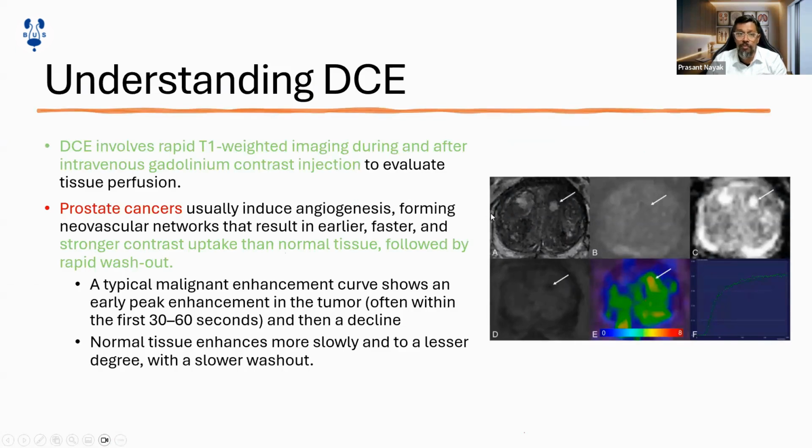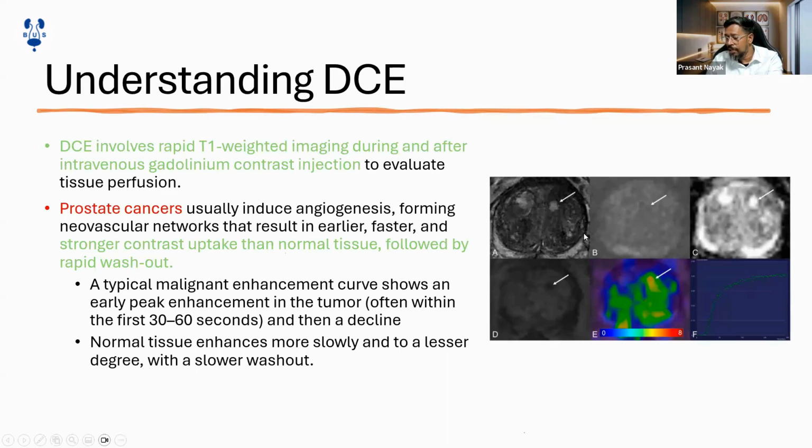Now, as I told you, the role of DCE involves a T1 weighted image. DCE is done on a T1 weighted image. So you do it during and after intravenous gadolinium contrast injection. So you give gadolinium, the small areas would show up. You can see, these tumors would have angiogenesis, so they'll have strong contrast uptake compared to the surrounding normal tissue with a rapid washout. So you can see here this area lights up and then immediately it goes down. So you can look at the DWI corroboration, the ADC, with a DCE image.